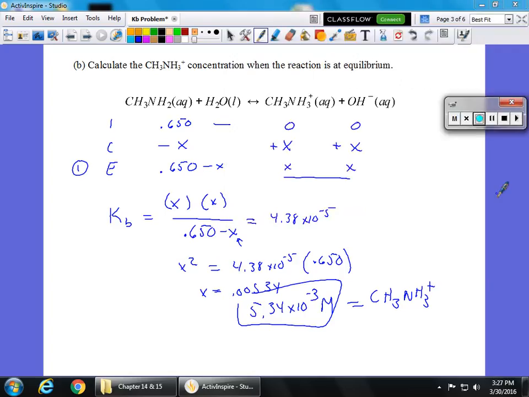Hey guys, Mr. Palmer here, back with part 2 of this Kb problem. We left off looking at this methylamine and calculating the concentration of the conjugate acid.